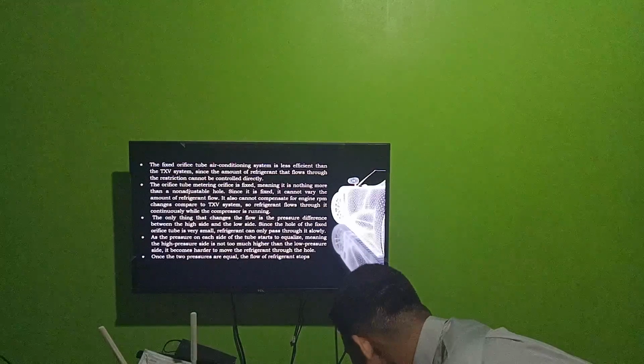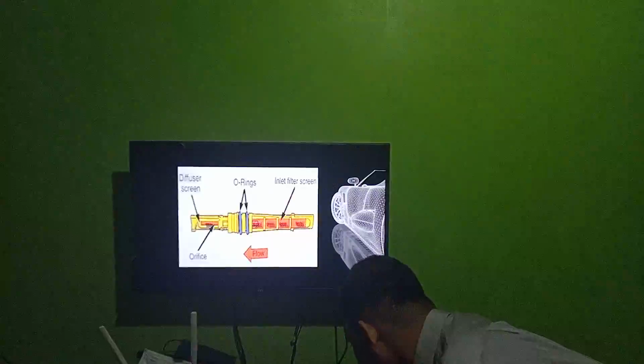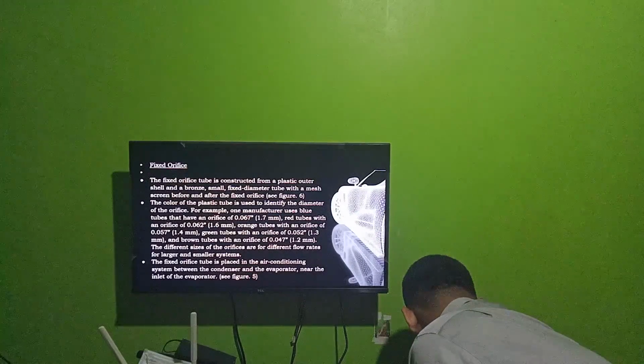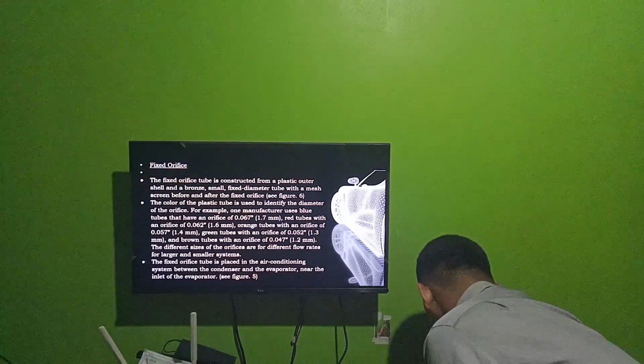Ayun. Next one is the fixed orifice tube. Wait lang, change ko lang, malulubat.